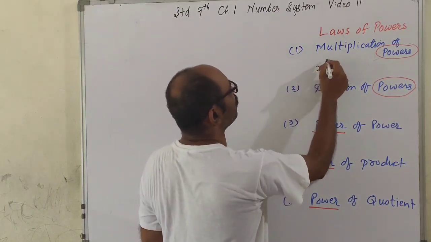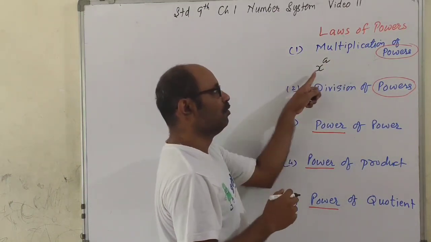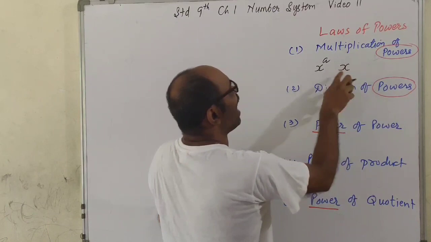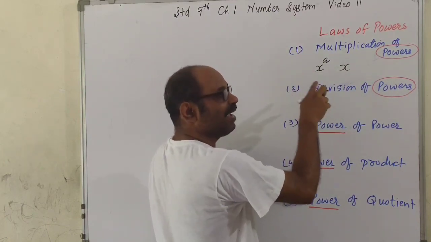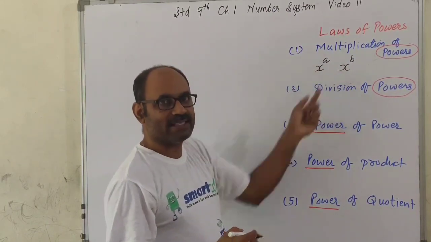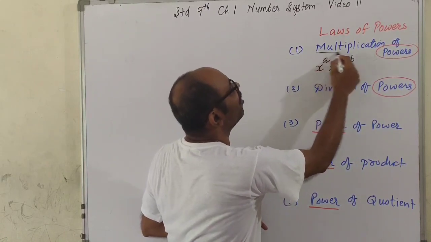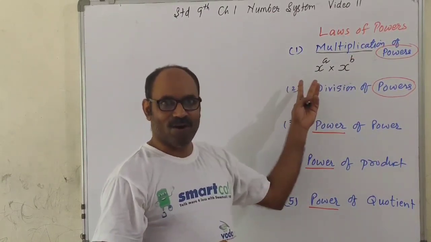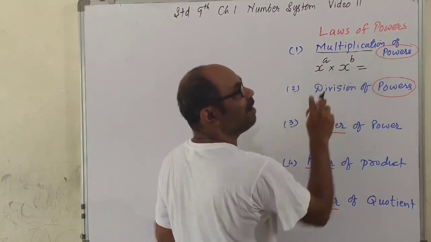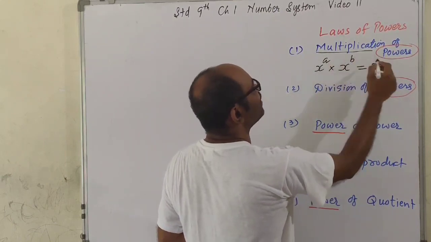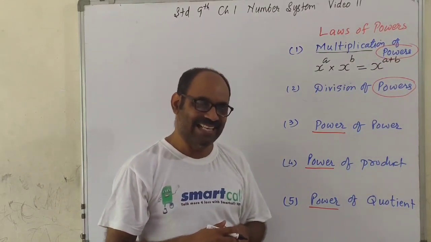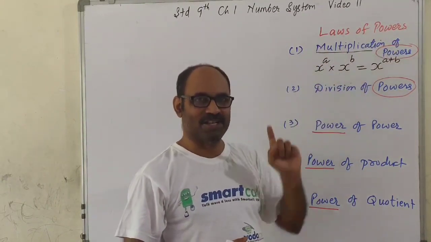Suppose this is x raised to a. That is one power whose base is x and the index is a. There is another power with like base. The base has to be like, raised to b. So 2 powers, x raised to a, x raised to b. What we are going to do is multiplication. So according to the law of multiplication of powers, the common base is x and the indices are added, a plus b. Can you recall this? Yes, this is called the law of multiplication of powers.